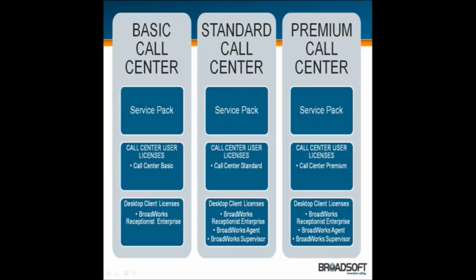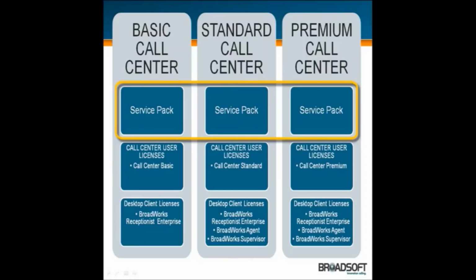This screen represents the 3 types of call centers: basic, standard, and premium. And under each type, there are 3 categories of user licenses that can be assigned to the user to build each type of call center. The first category of user license to be assigned is the service pack, which represents the existing service packs you have created for users today. These service packs consist of your basic telephony features using the business line, standard enterprise, and premium enterprise licensing.